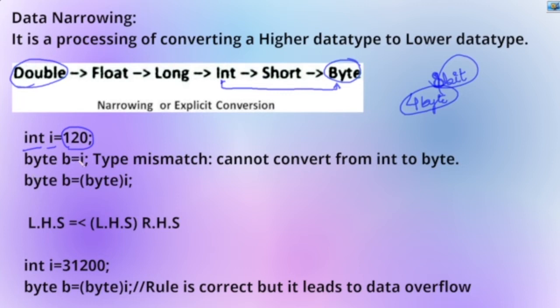So byte b = i. If you convert it like this, then you get the error: type mismatch, cannot convert from int to byte. So then you have to tell the compiler, hey compiler, we have byte b and you need to convert your i into the byte size. Here you have to add one more cast on the right side, that is byte.